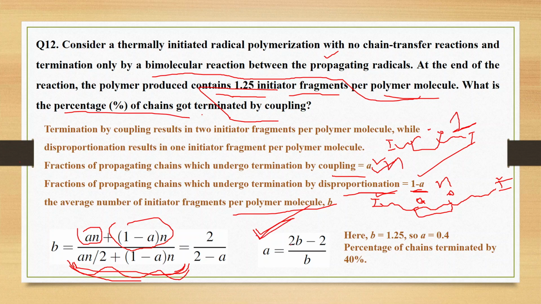And you get A equals 2B minus 2 by B. For disproportionation that doesn't happen, because each polymer chain has one initiator molecule, but in the case of coupling, as one polymer chain has two initiator molecules, you had to divide by 2. This is the final formula, and you get your percentage as 40%. You would not require the value of n at all, as it cancels out.